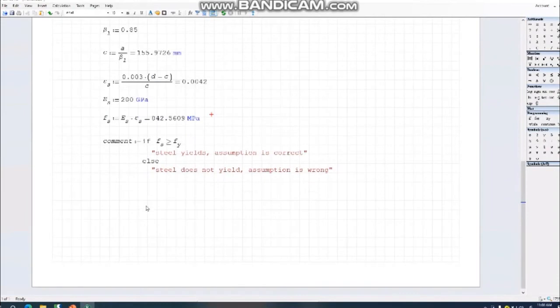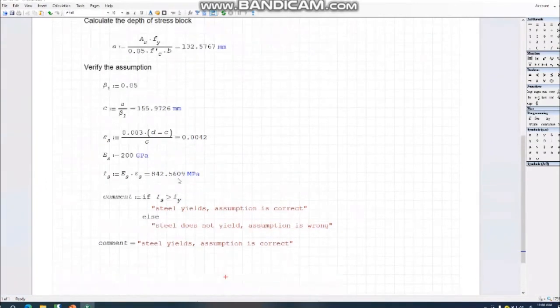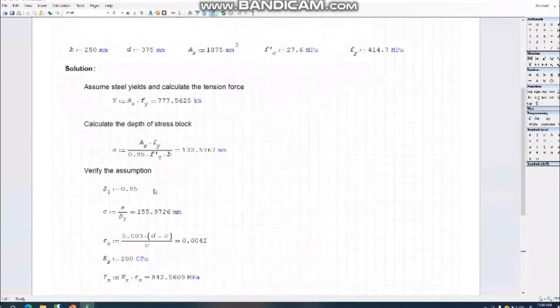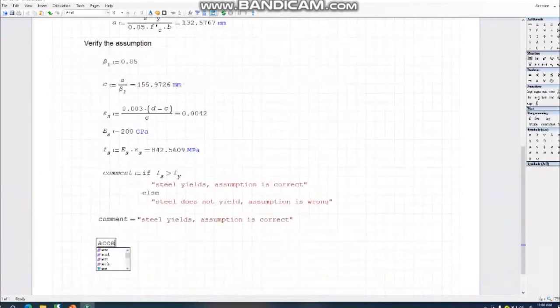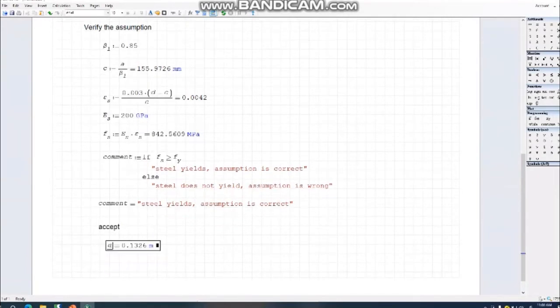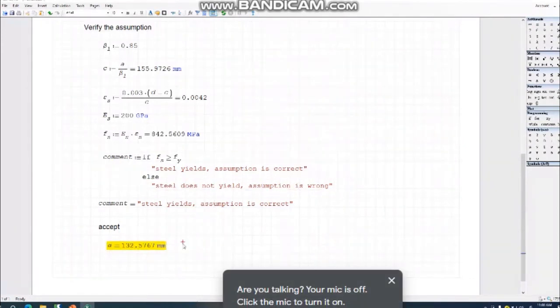Based on this, of course, it still yields. Since our Fs is greater than our Fy, the assumption is correct, therefore we can accept A. So we accept the value of our A. This value is already correct, so you can now shade this. This is the depth of the compression block.